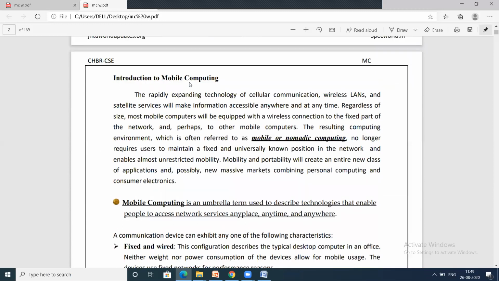This is about your first unit, mobile computing. I will share in the group the possible questions for the first unit, and I will also share the complete material of the first unit today.